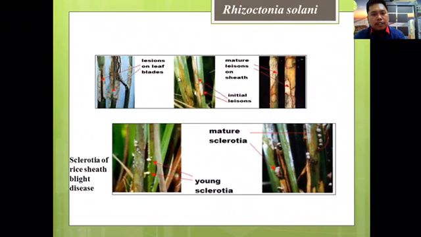Now, the slide shows the pictures. You can look at the lesion of leaf blades. This is a mature lesion of the sheath, and this picture is the initial lesion. This is young sclerotia and the mature sclerotia.